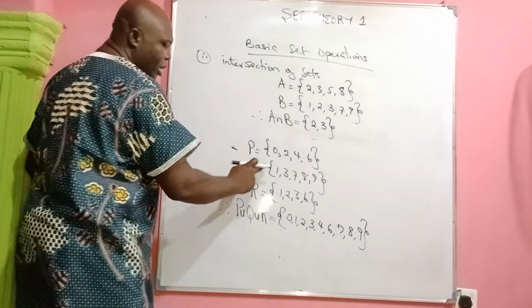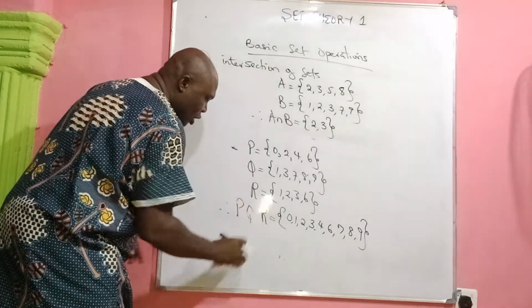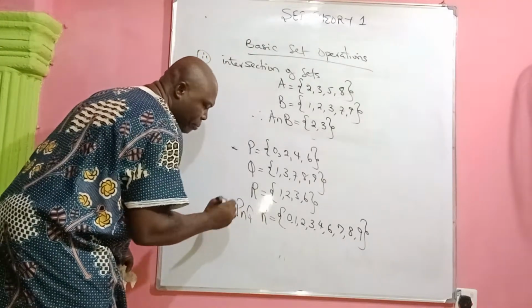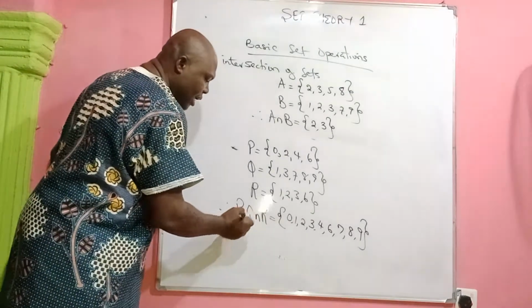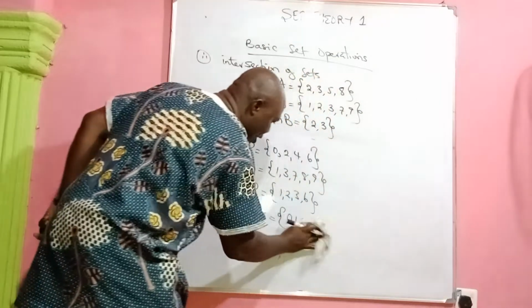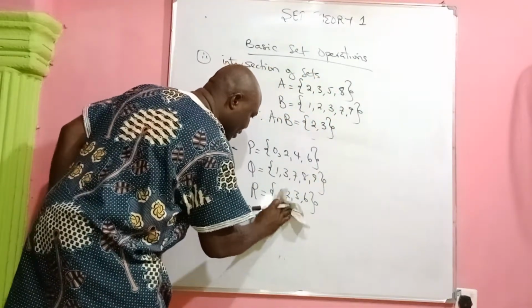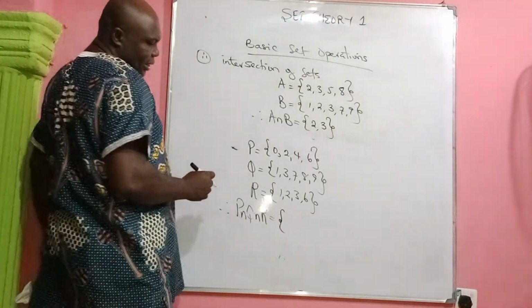Now, we can also try intersection with this other example here. So we have P, Q, and R, and we are asked to find the intersection of the three sets. So we want to find P intersection Q intersection R. So what is going to be the outcome of the intersection of these three sets? So let's look at the three sets and see if there are any intersecting elements.